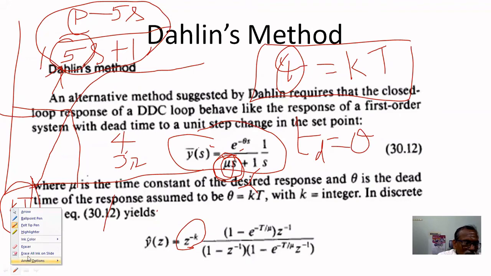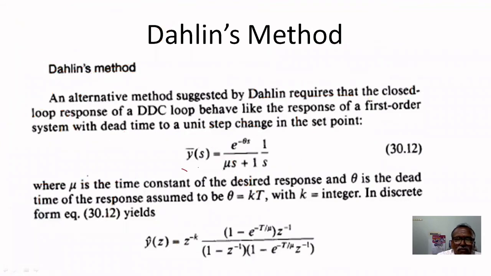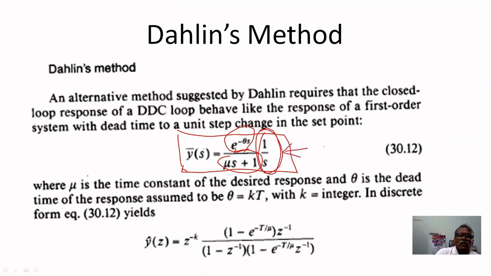Therefore, the assumption we made is for y of s, not y of z: y of s equal to e power minus theta s upon mu s plus 1, where mu is the time constant of the closed loop response. This is the assumption for a step input, and the continuous time response will look like this.